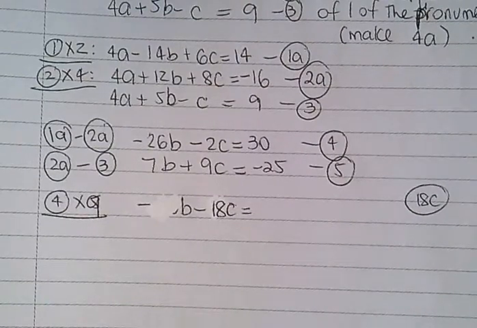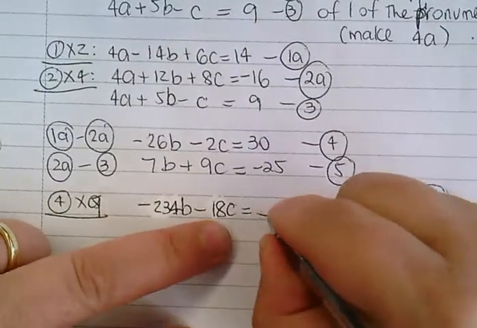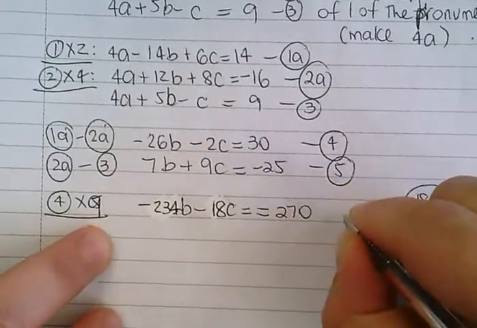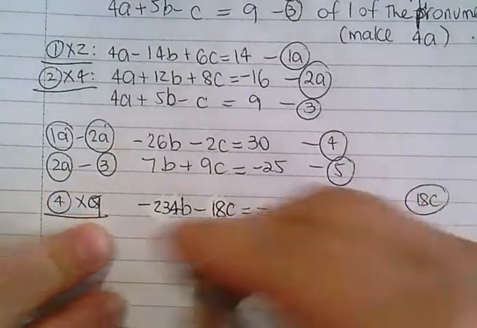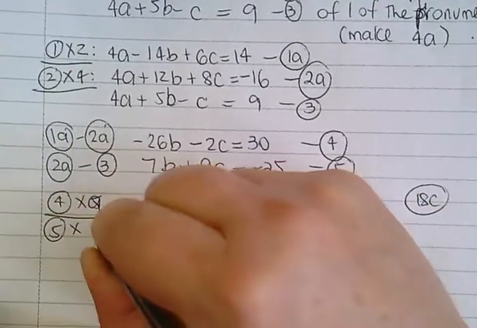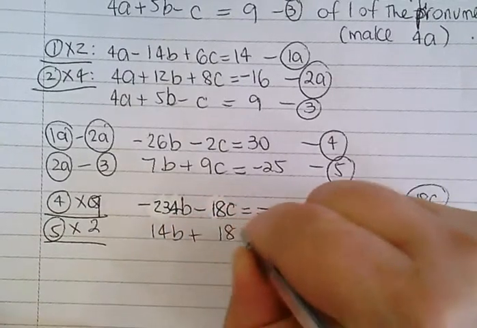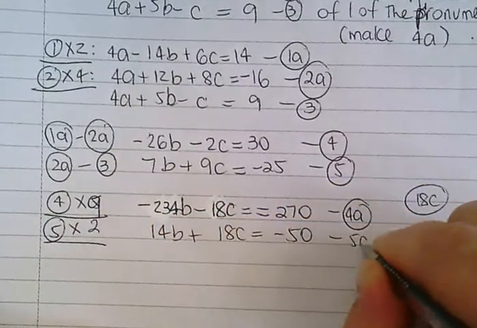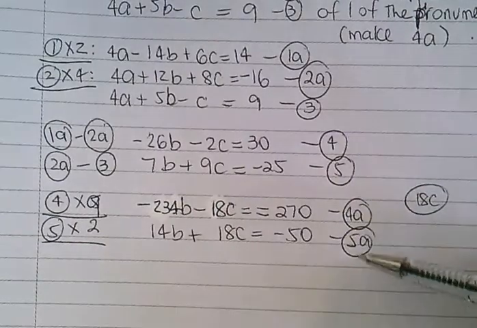What's 26? That's 260 minus 26, 240, 234, someone? 234. Minus 234B minus 18C equals 30 times 9 is 270. We're going to call this equation 4a because it comes from equation 4. And then equation 5 times 2. 14b plus 18c equals negative 50. Equation 5a. I really like the a business because if you've made a mistake, you know where to check from.